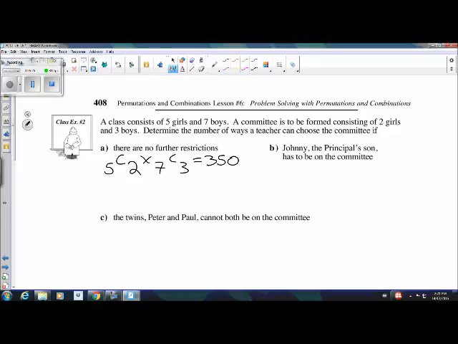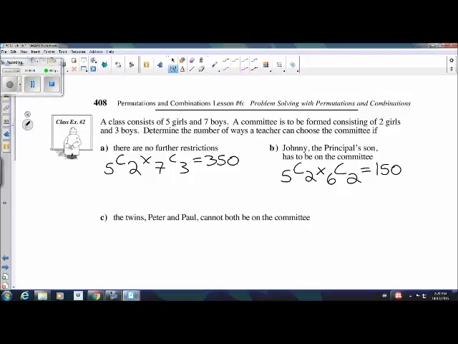B, Johnny, the principal's son, has to be on the committee. That doesn't quite sound right, but we'll go with it. So if Johnny, the principal's son, has to be on the committee, that means from the 5 girls, I am choosing 2. So we're still having a committee with 2 girls and 3 boys. But now I have 6 boys left to choose from to fill the remaining 2 positions, because Johnny already took 1 position. So I have 150 committees that would be like that.